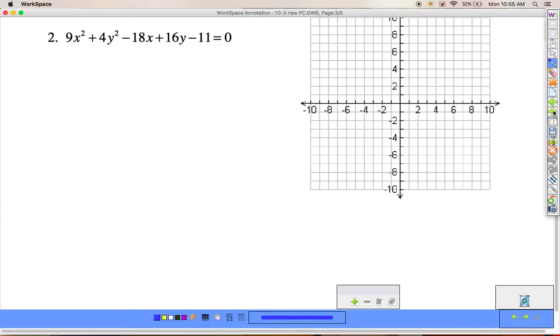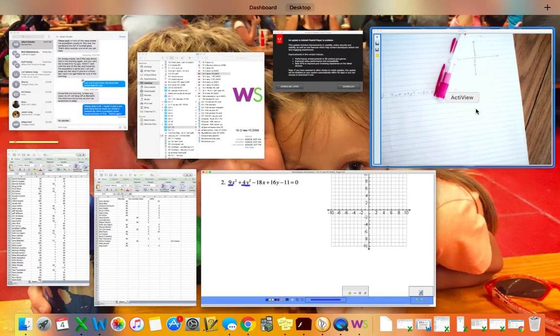Not always going to be that straightforward, because I'm going to give you an equation that looks like this now. 9x squared plus 4y squared minus 18x plus 16y minus 11 equals 0. So right now we can't look at this and tell anything about it, except that it is an ellipse. Alright, it's an ellipse because I have two positive squares. Alright, so let's go to my paper now.